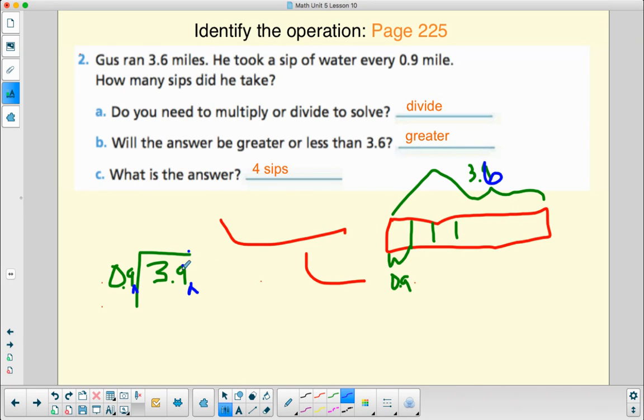36. How many 9s in 36? There are 4 9s in 36. 4 9s are 36. I have 0. So that's how we got 4 sips. It makes sense because I put it in groups less than 1. So I would need more than 3 6/10 groups.